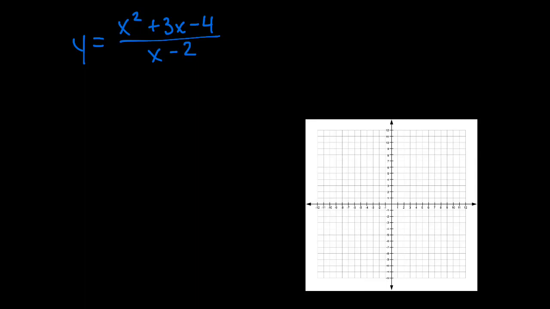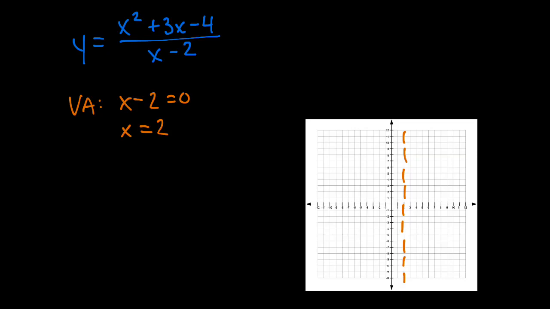This last one is the nicest. It's got a pretty simple denominator. Okay, so again, vertical asymptotes. Set the denominator equal to 0. Add 2 to both sides. X is 2, so we have just one vertical asymptote at 2. Alright, so that's it for finding vertical asymptotes.